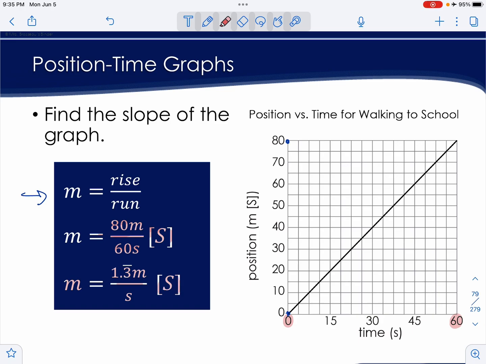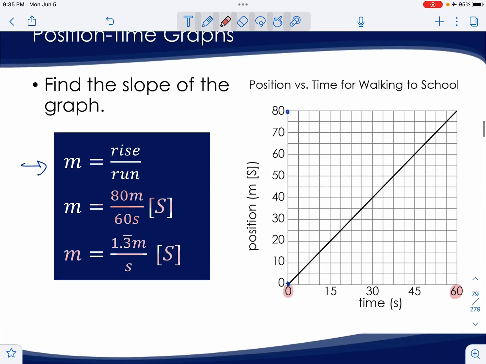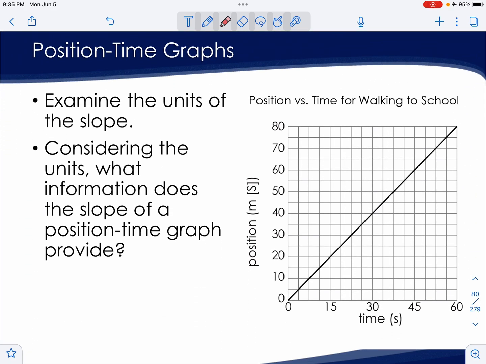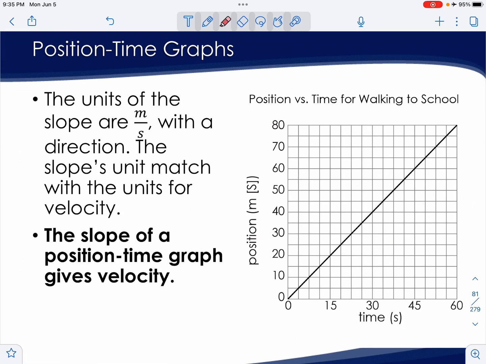Now if we look at those units, we have meters per second and we have a direction, right? South. Does that ring a bell? Considering the units, what information does the slope of the position time graph provide? What do you think that looks like? The units of the slope are meters per second with a direction. The slope's units match the units for velocity. Remember the velocity? So the slope of this position time graph gives velocity.